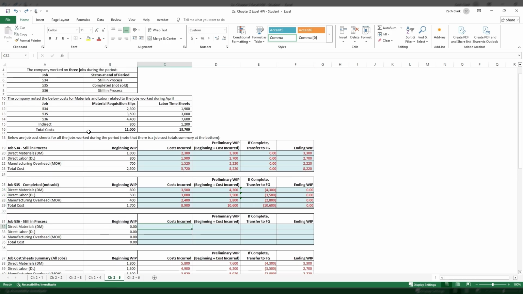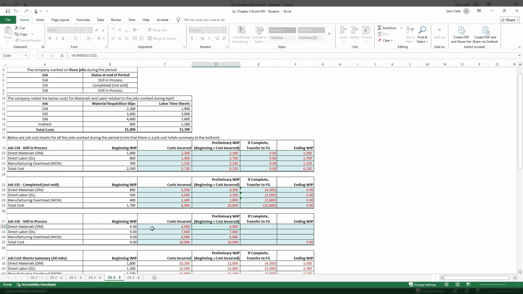So job 536 was started this month, so it had no beginning work in process balance. But in all other respects, we're just going to do the same stuff. We've got materials, we've got labor. We can copy that formula to multiply the direct labor cost times 80%. Then we can copy a bunch of these formulas. We can copy this in and paste it in.